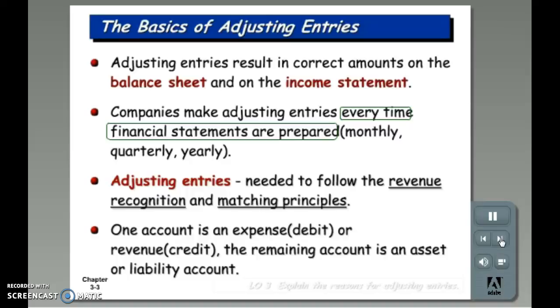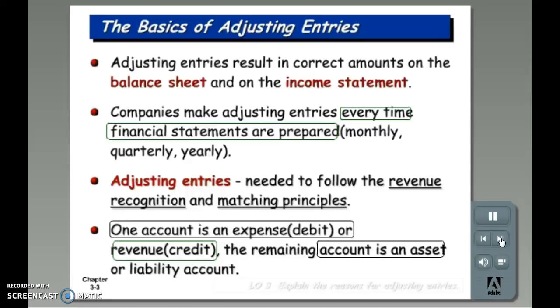To help with determining which accounts are involved with adjusting entries, remember one of the accounts is either a debit to an expense account or a credit to a revenue account. Because we know that there are always at least two accounts affected by each transaction, the remaining account is either an asset or liability account.